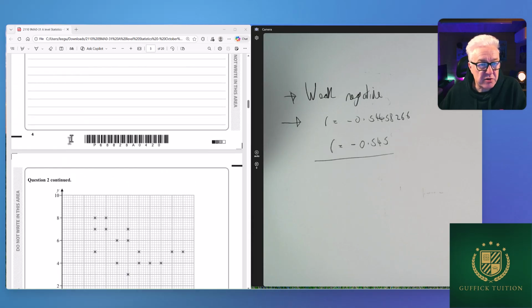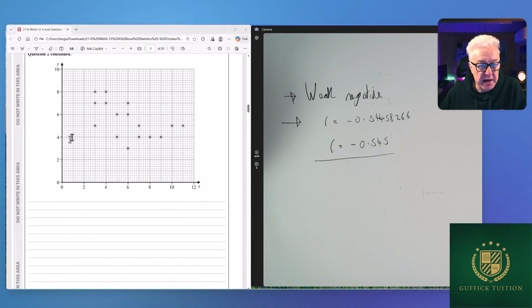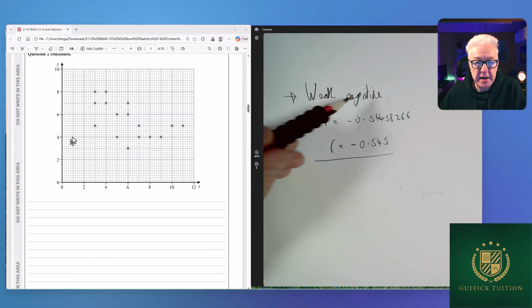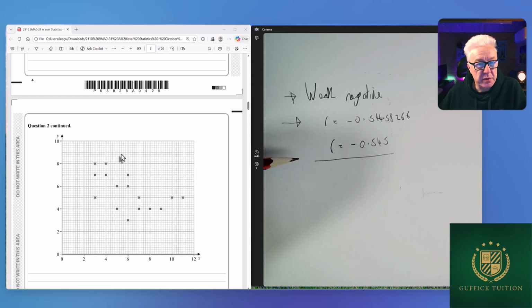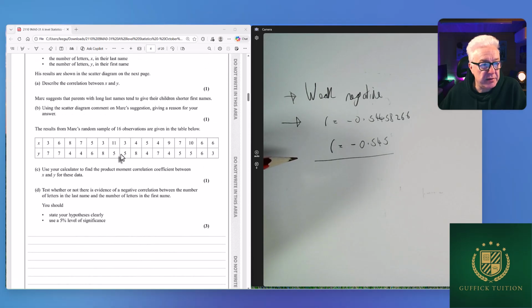Now it says describe the correlation. So I think we could say that it is a weak negative correlation, but I think they would also accept negative because it's broadly speaking going down this direction here. So we're going to say weak negative or negative.